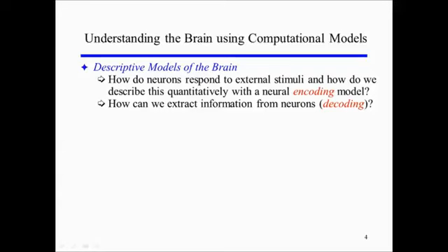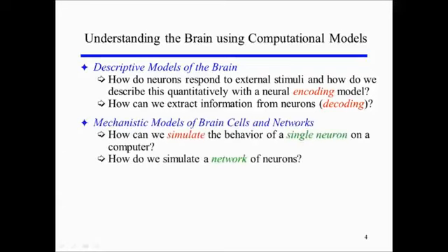The second type of models that we look at are called mechanistic models. So in this case, we're interested in simulating the behavior of a single neuron or a network of neurons on a computer. So you might have heard about the Human Brain Project, which is being led by Henry Markram in Europe. And that project is an example of a computer simulation of an extremely large network of neurons, in the extreme case, perhaps the entire brain on a computer.